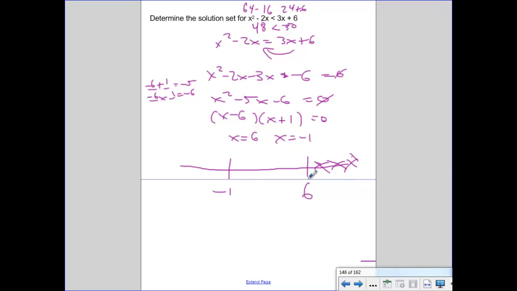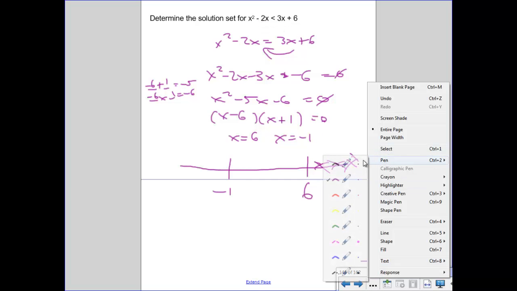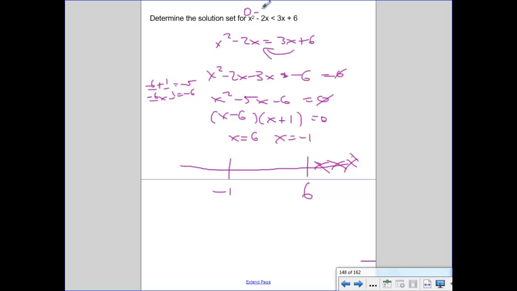Then pick a number between -1 and 6. 3. 0 is probably the best choice actually. 0 is really easy to work with. But 3 should also work. Let's say we tried 0 though. Let me erase this stuff. So Cole says try 0. 0 squared minus 0 would just give you 0. 3 times 0 would give you 0 plus 6. Is 0 less than 6? Yeah. I'd say yes. There are answers in this section here.